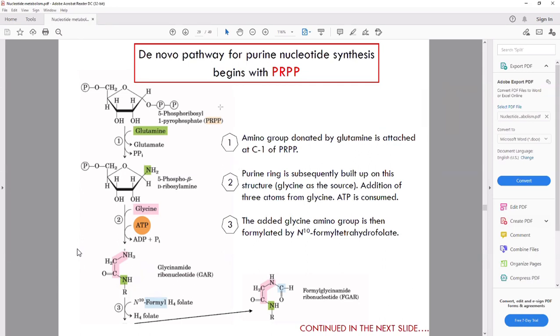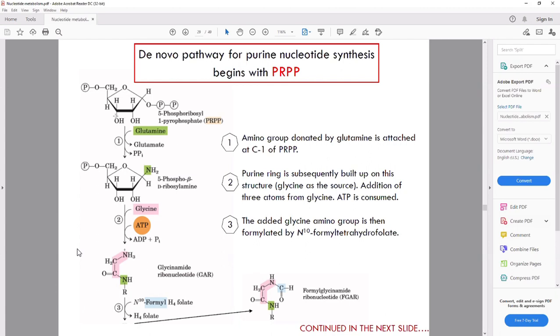Then, I mentioned earlier that the first step is the initial committed step. What happens here is the displacement of pyrophosphate with an amino group. The enzyme here is PRPP glutamyl amidotransferase. This enzyme is inhibited by AMP and GMP, so it is feedback inhibited by AMP and GMP.